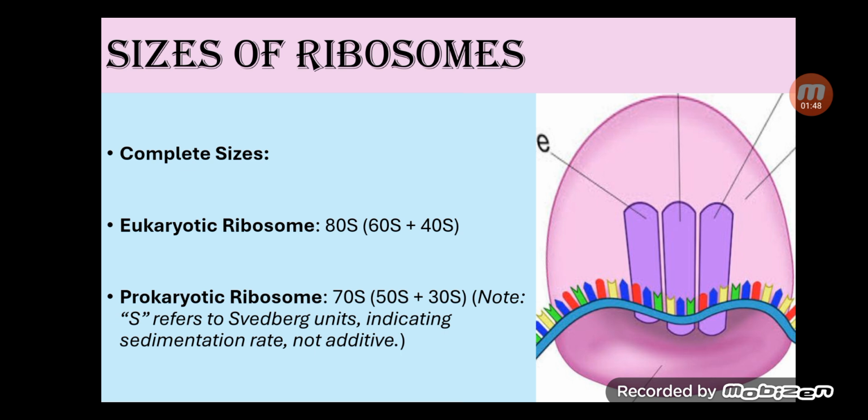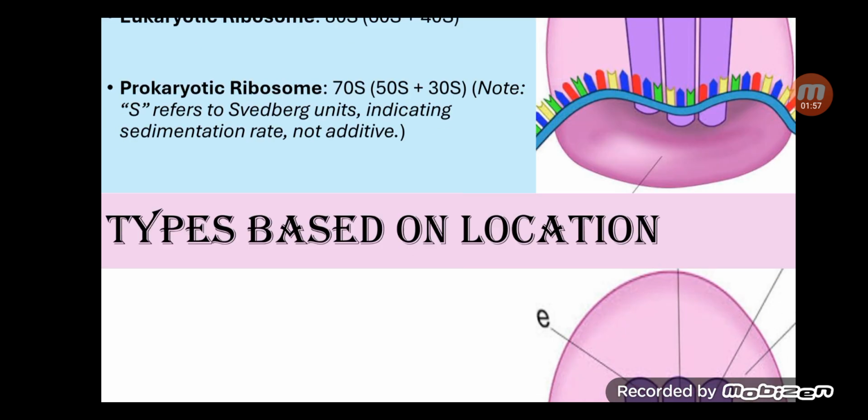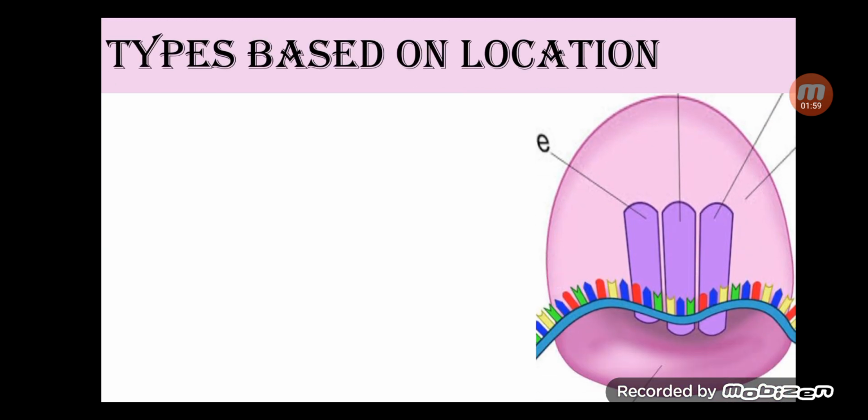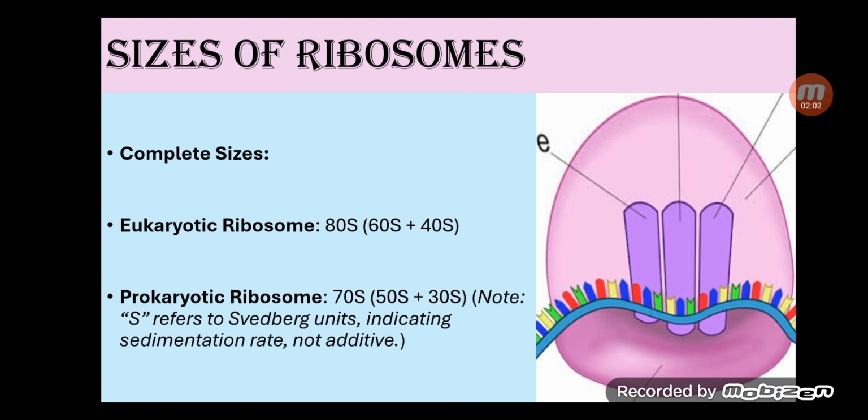S refers to Svedberg unit, indicating sedimentation rate, and is not additive. So that's the reason 60 plus 40 is 80 and 50 plus 30 is 70. It's not bad math actually, it's the Svedberg unit. And this is how it is calculated.